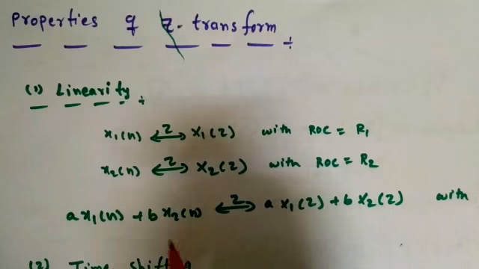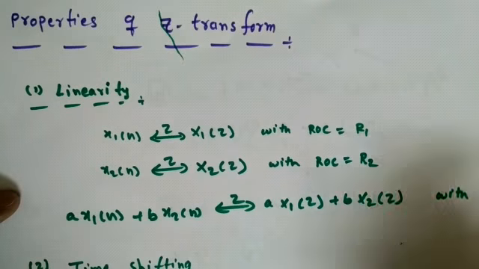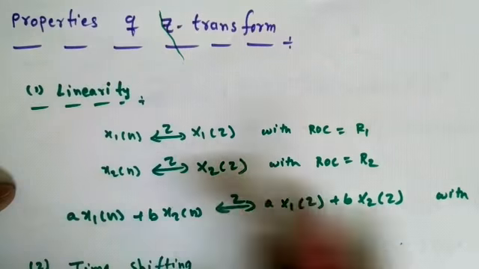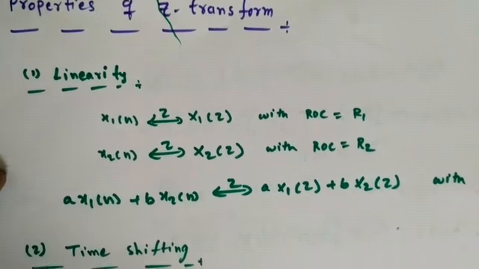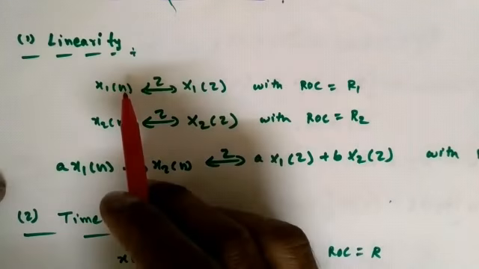In this lecture we are going to discuss the properties of the Z transform. Whatever we discussed with the properties of the Laplace transform, we'll get similar properties here also, with small variations. Now the first property is always linearity.